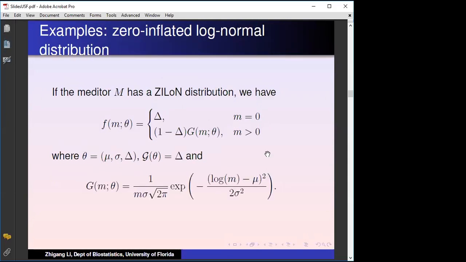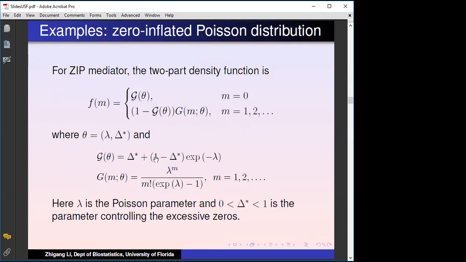And these are just examples of other different zero-inflated distributions. This is the zero-inflated log normal distribution. As long as you specify the parameters and the distribution for the log normal, it can be used to construct this zero-inflated log normal distribution. And then this is the zero-inflated Poisson distribution.